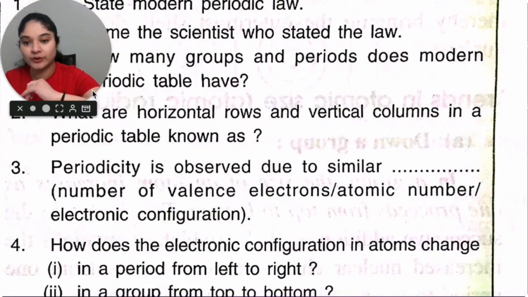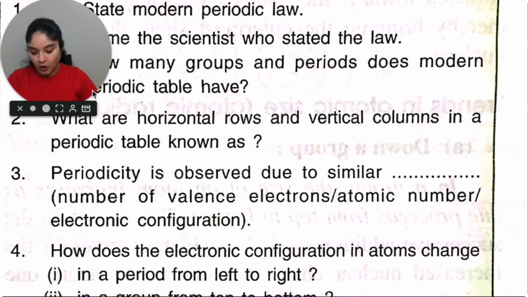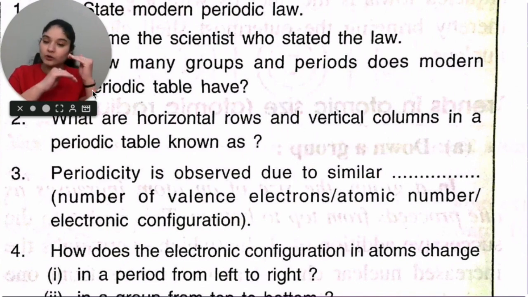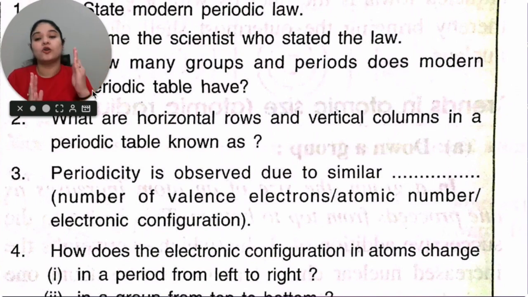Then we move on to the next part. It says periodicity is observed due to similar electronic configuration. That means the number of electrons and how they are divided in an element across the shells, how many are present in the valence shell, all of that helps us understand the periodicity of the elements.